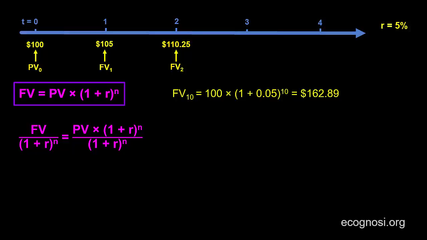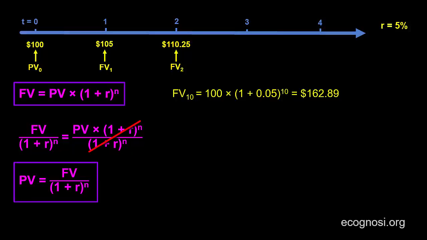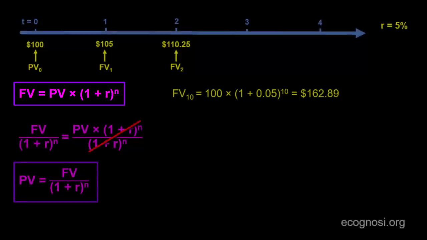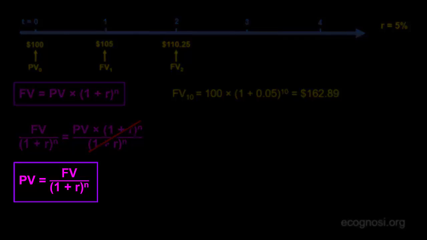We're allowed to do whatever we want as long as what is done on one side of the equation is also done on the other. So continuing from where we left off, these cancel out. Therefore the present value equals the future value over 1 plus r to the nth. Over here I just switch sides. It's the same thing. Previously, we had the future value as a function of the present value, r and n. We have now manipulated our equation and expressed the present value as a function of the future value, r and n.